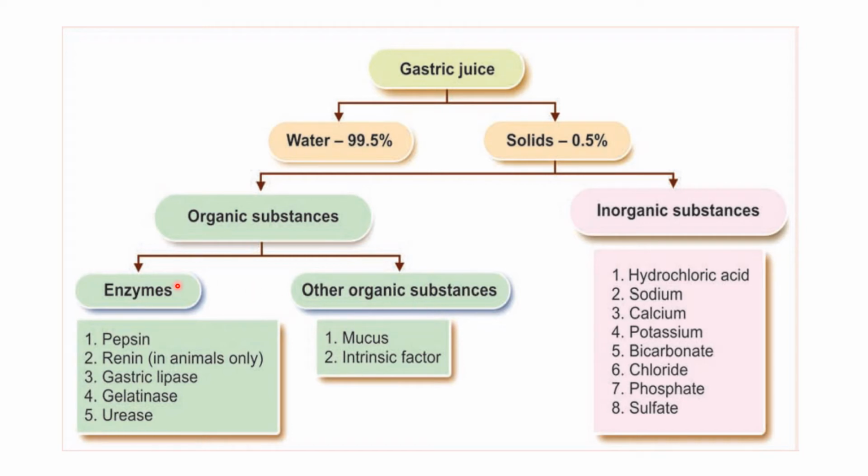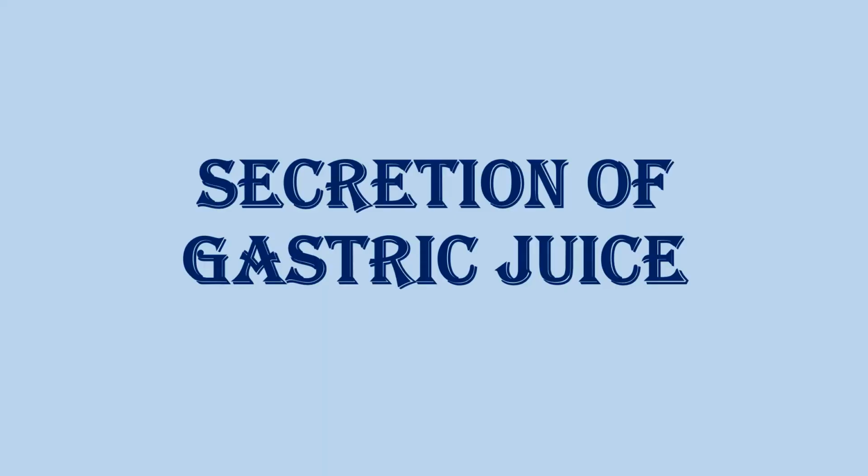mucus. The enzymes present in the gastric juice are pepsin, which helps in protein digestion; renin, which is only found in animals, not in human beings; gastric lipase, which helps in a little bit of fat digestion; and urease and gelatinase.